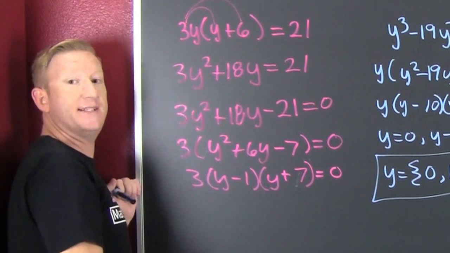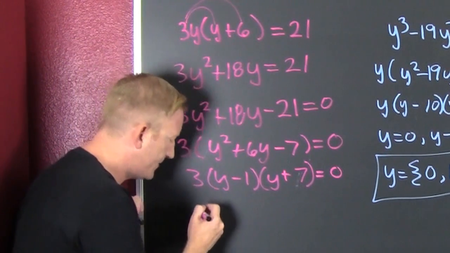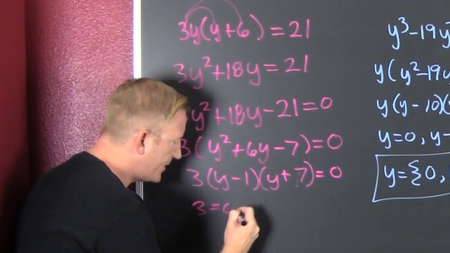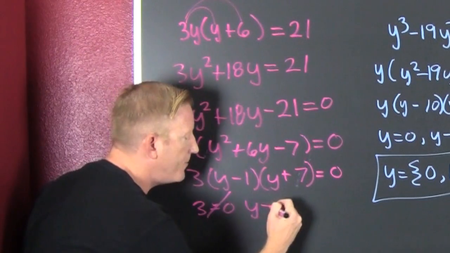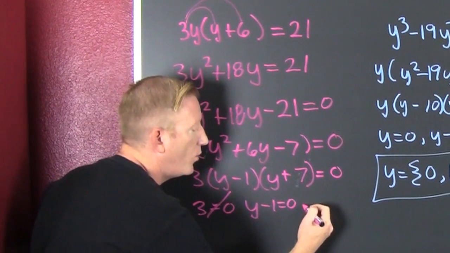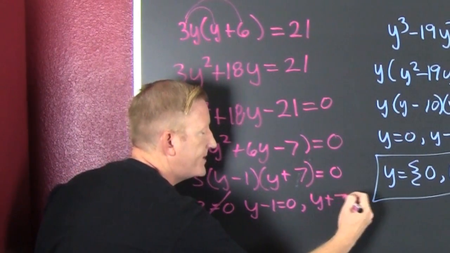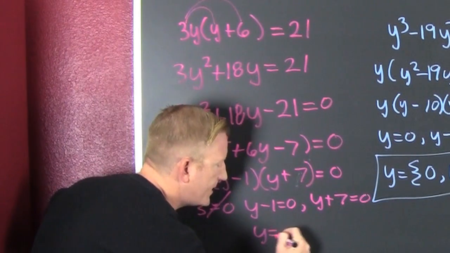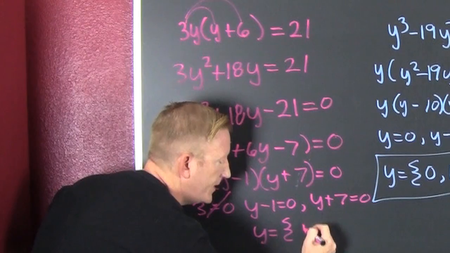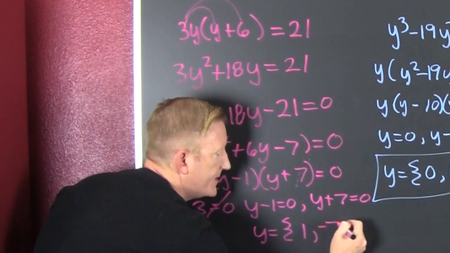So then we use the zero factor property. 3 is equal to 0? Well, that's not true, so I'm just going to get rid of that. And then y minus 1 is equal to 0, or y plus 7 is equal to 0. Then y is equal to 1 and minus 7.